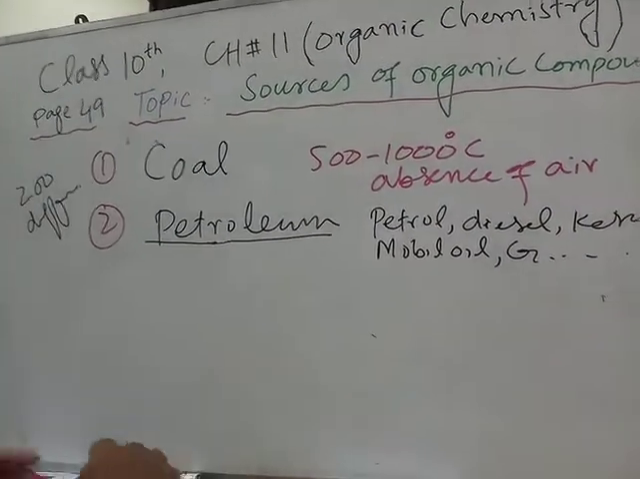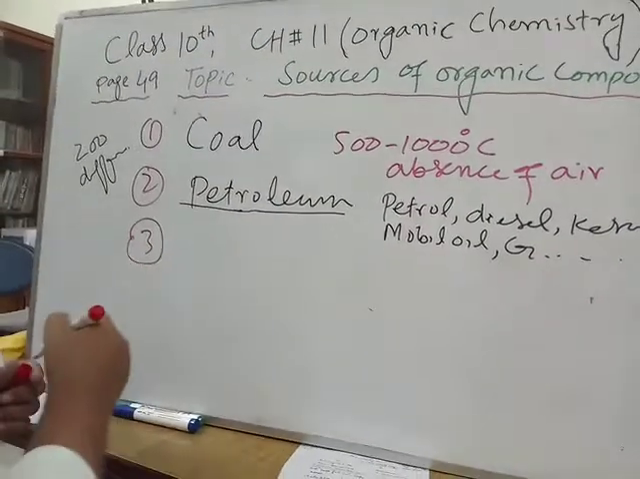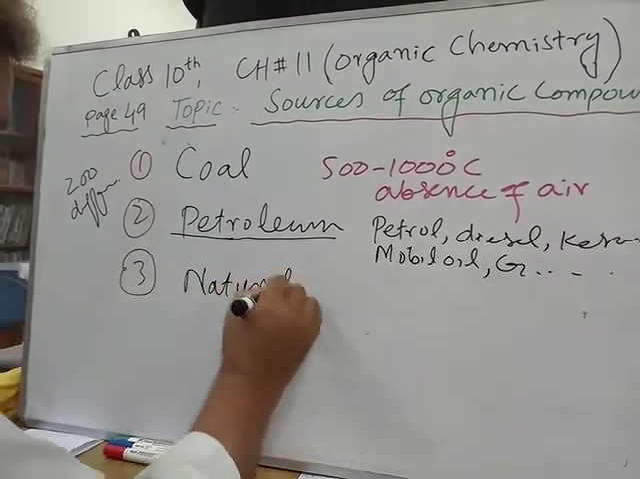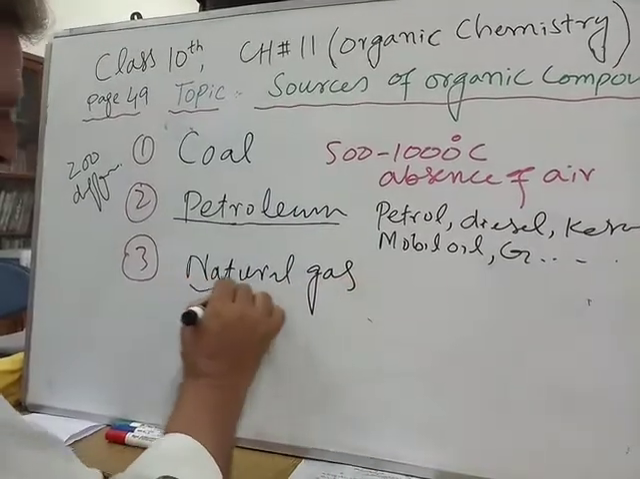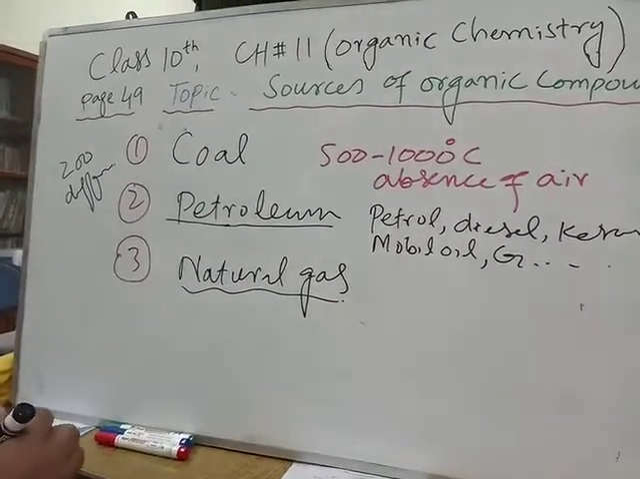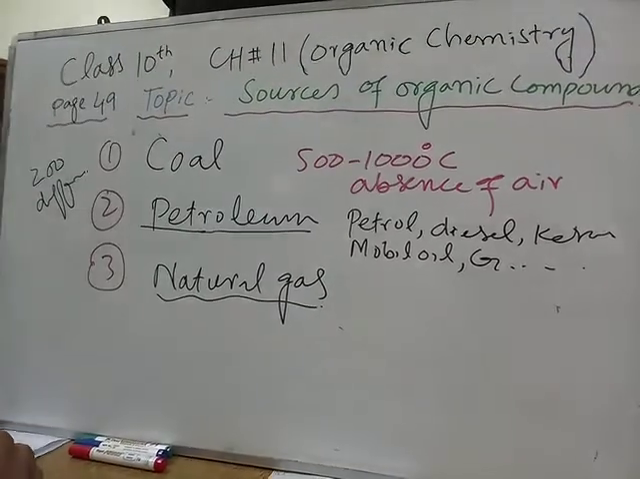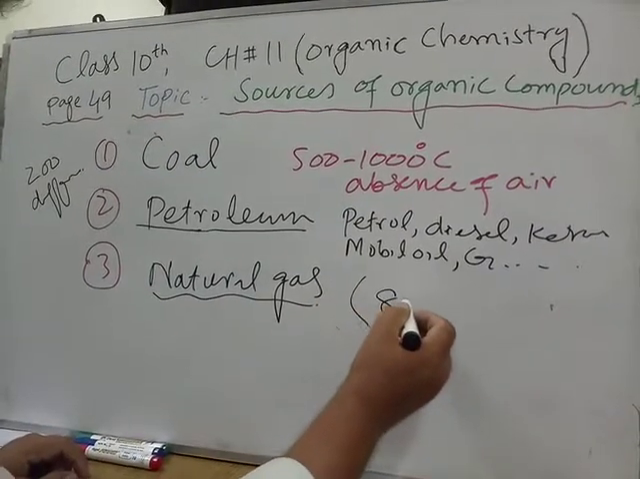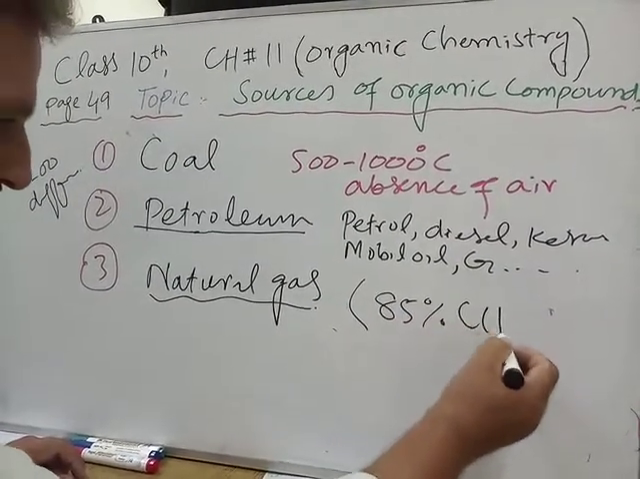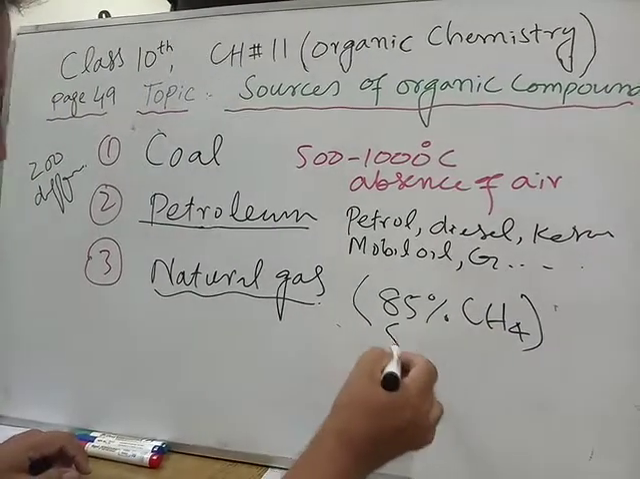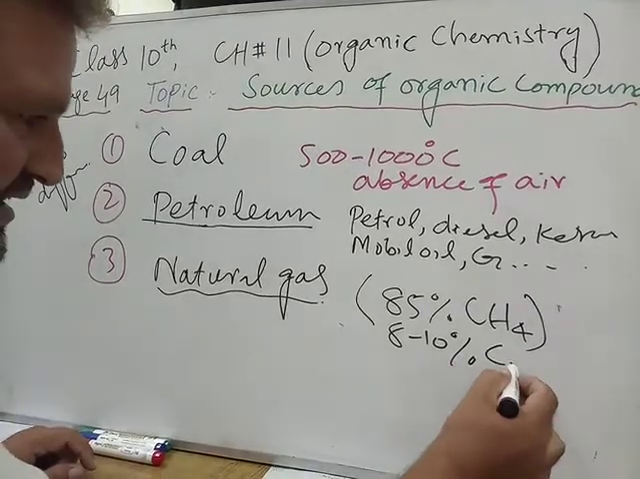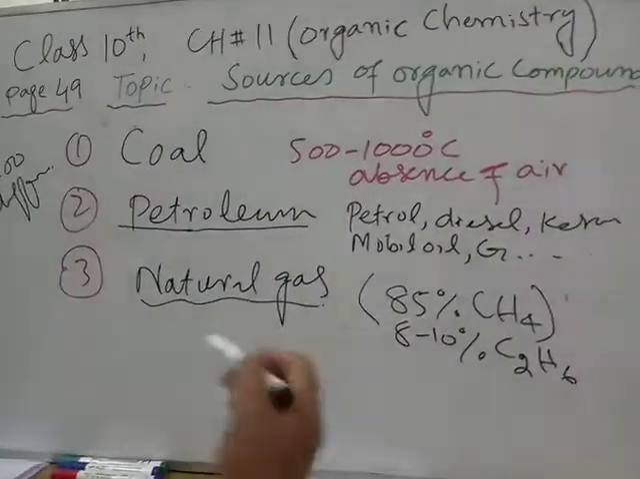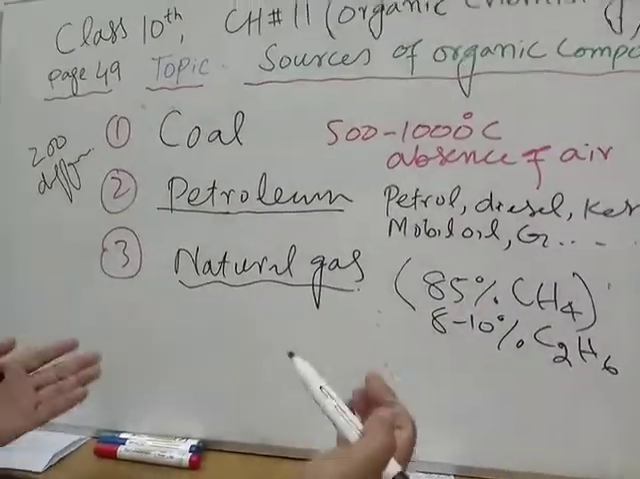The third source of organic compounds is natural gas. Natural gas is always associated with the petroleum sources. So natural gas mainly contains about 85% methane. Similarly, 8 to 10% ethane. Some other compounds like propane, butane, ethene, ethyne are also present, but in very small quantities.